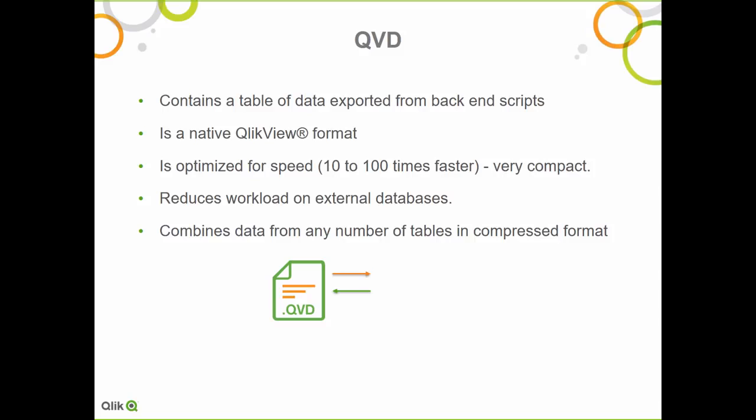QVD is another special type of file extension. QVDs are very important to use because they help to load the data much faster than other data files. They basically contain one table of data that's exported from backend scripts, and it's a native QlikView format, so they're created basically by QlikView and can only be opened by QlikView. Fortunately for us, our backend is the technology from QlikView for the advanced reporting tool. So it allows us to use QVDs to load up data very quickly. And it's in a compressed and very compact format that makes it very useful for loading the data.